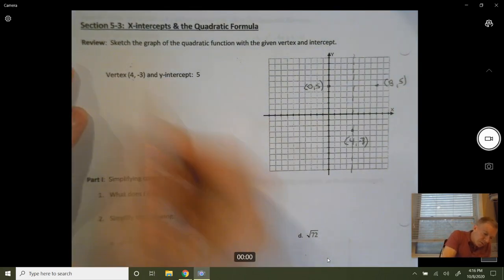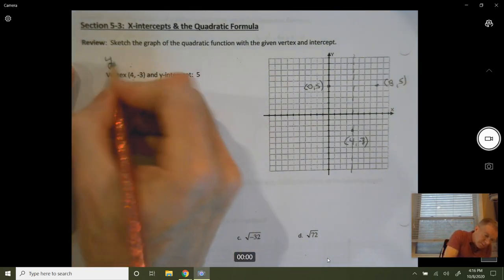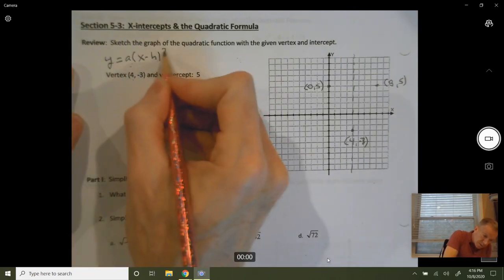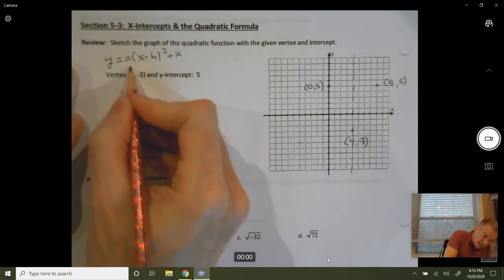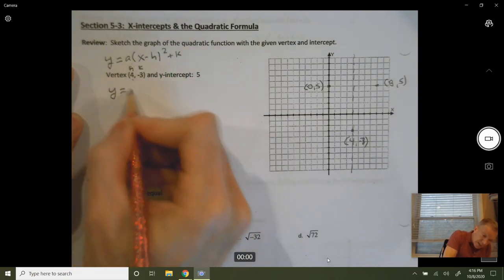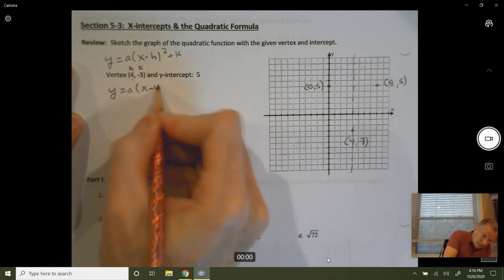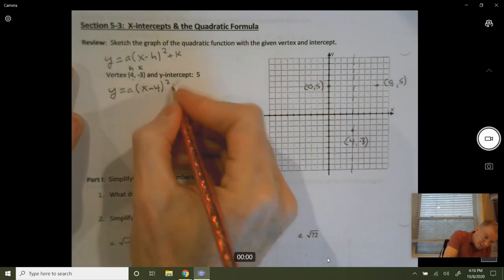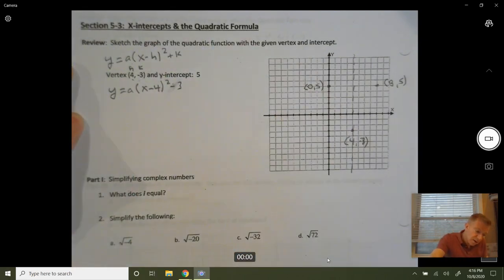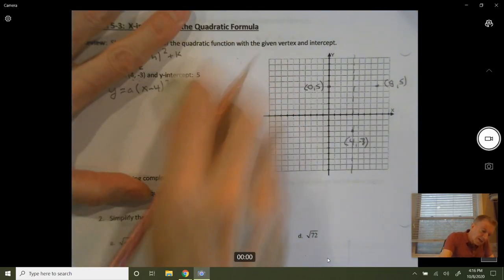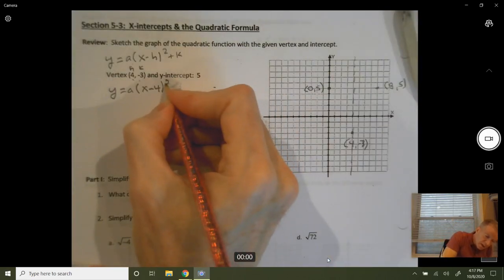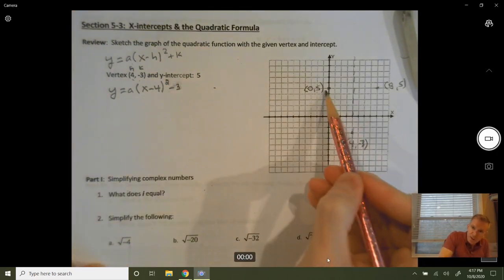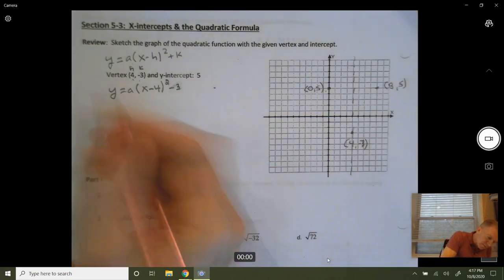Okay, let's write out our equation. We know that the general equation in vertex form is y equals a times (x minus h) squared plus k. Let's put in the vertex. This is h, this is k. So y equals a times (x minus 4) squared plus a -3. I could just say -3. Now I can solve for a by plugging in another point. Let's plug in (0, 5).